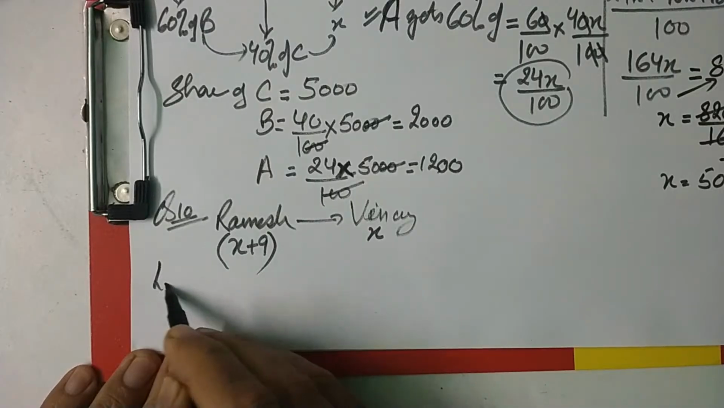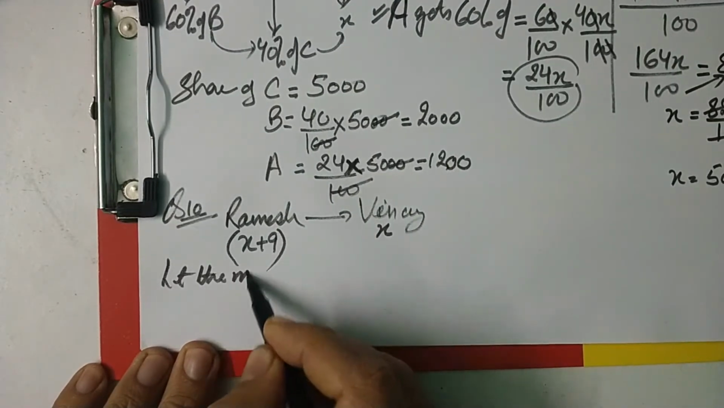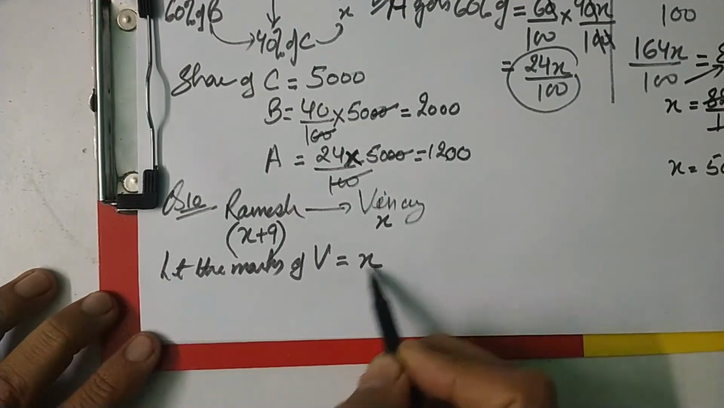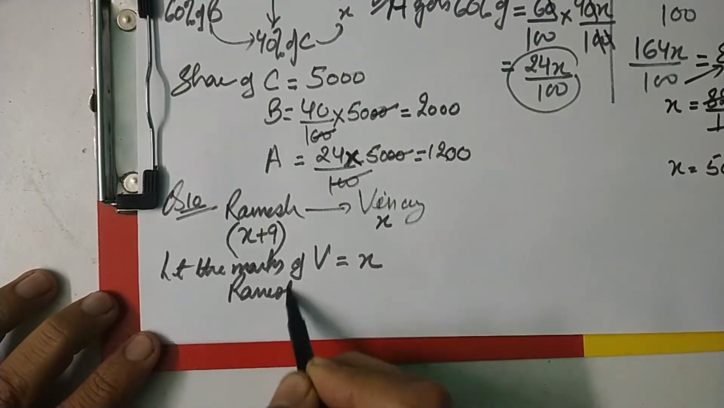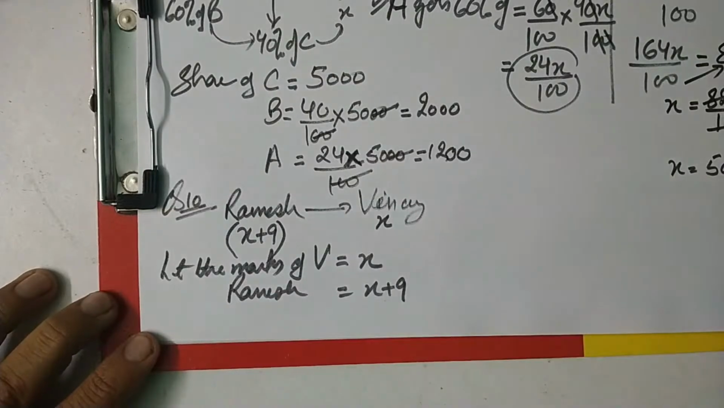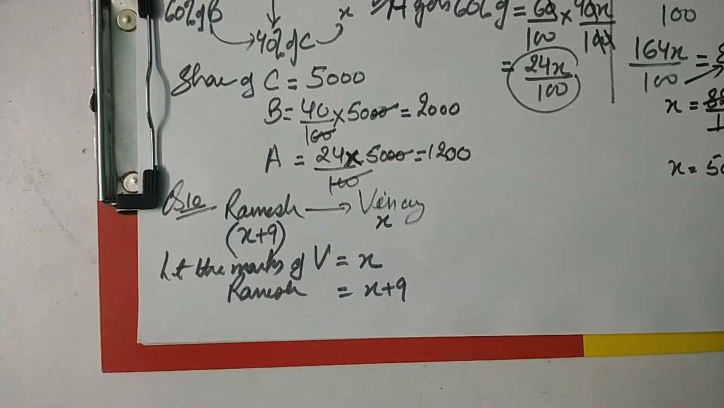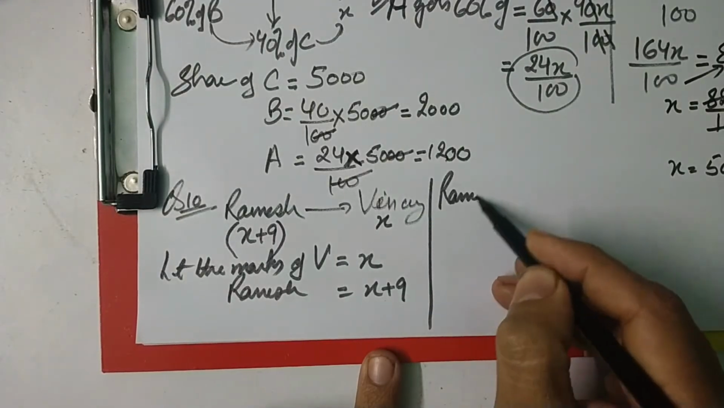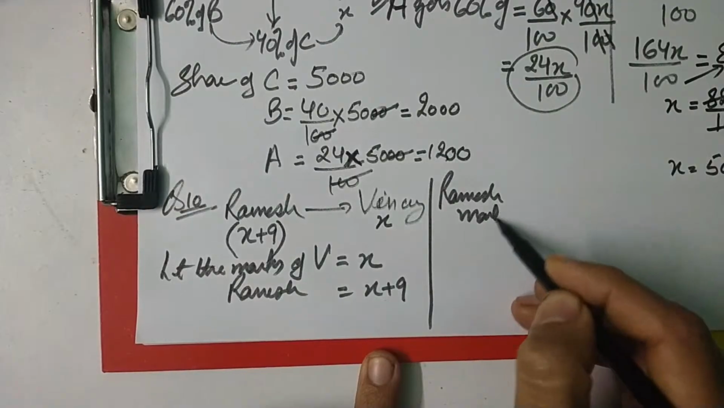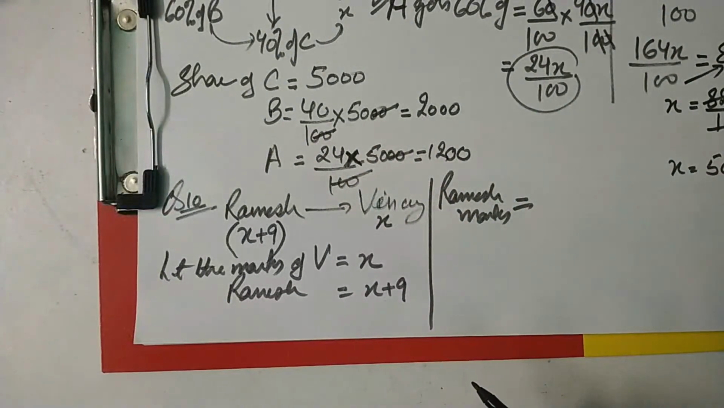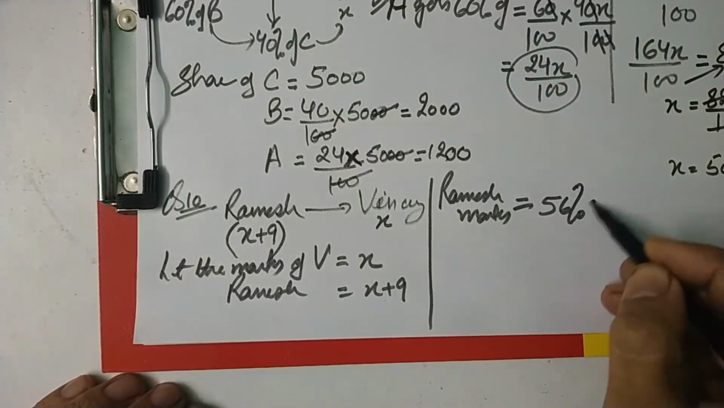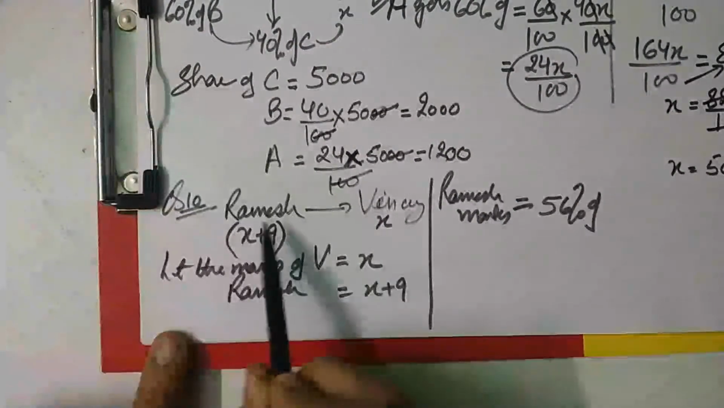So we have to suppose, so first we will write whose marks are x. So let the marks of Vinay be x. Ramesh is x plus 9. Now next part is to be understood. Ramesh marks were 56%. The equation will be, understand first from here, Ramesh's marks are 56% of the sum of the marks. 56% of this plus this.